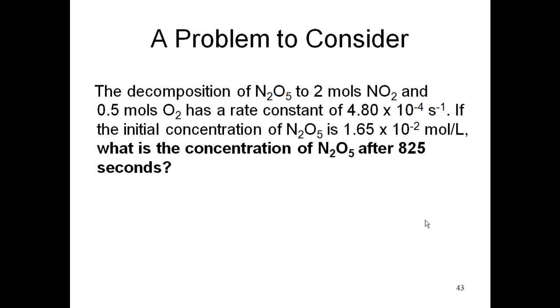Let's look at a problem. This one states, the decomposition of your dinitrogen pentoxide to 2 moles of nitrogen dioxide and 0.5 moles of oxygen has a rate constant of 4.80 times 10 to the negative 4th per second. If the initial concentration of your dinitrogen pentoxide is 1.65 times 10 to the negative 2nd molarity, what is the concentration of N2O5 after 825 seconds?